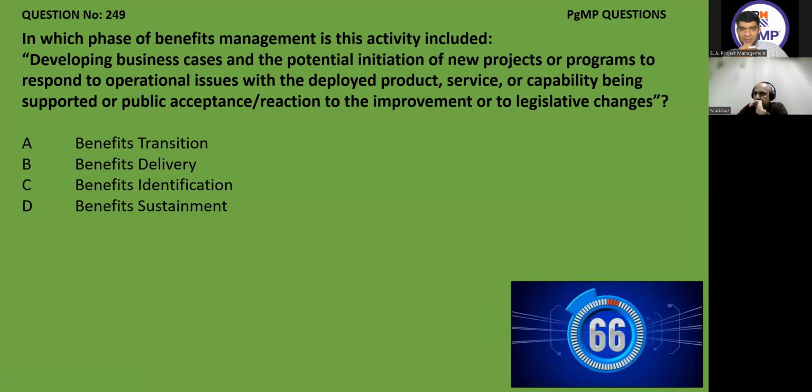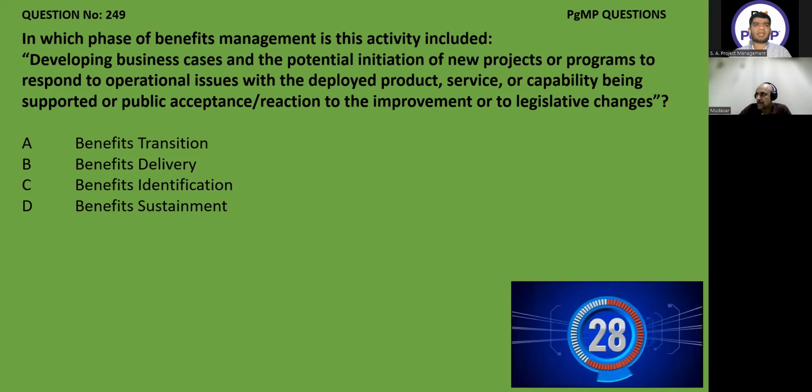In which phase of benefit management is this activity included? Developing business case and potential initiation of new projects or programs to respond to operational issues with the deployed product, service, or capability being supported, or public acceptance reaction to the improvement or legislative changes. Benefit transition, benefit delivery, benefit identification, benefit sustainment. So the answer is benefit delivery. Because in delivery phase we keep on initiating new components. So he's talking about new projects or programs within a big program.